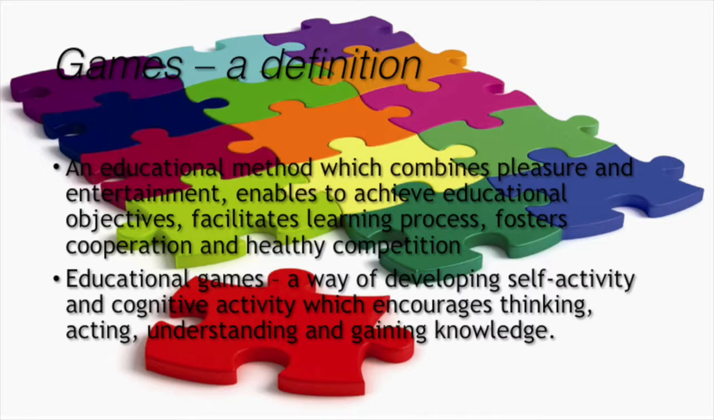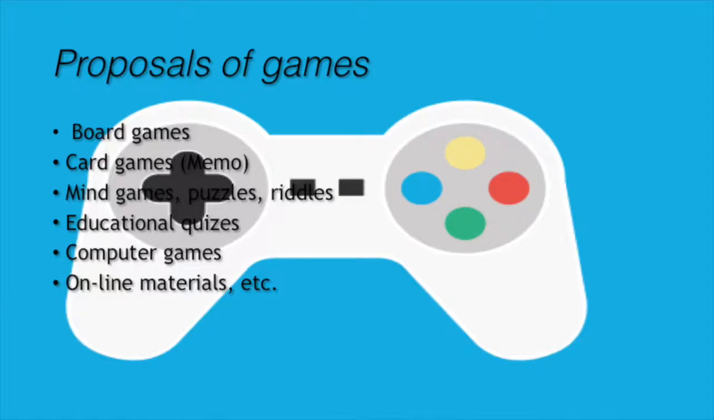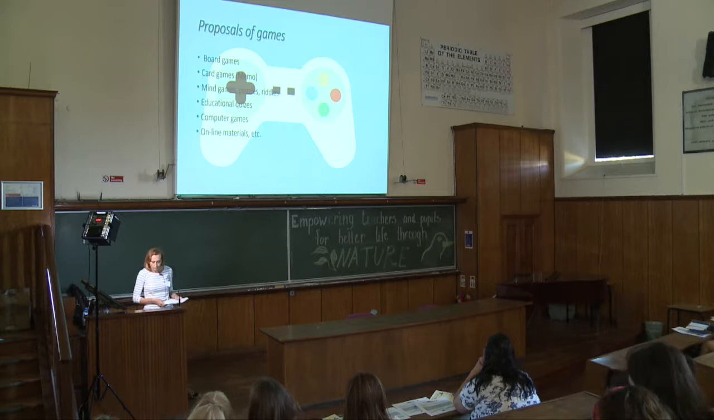And there are many kinds of games: board games, card games, mind games, puzzles, riddles, educational quizzes, computer games, and a lot of online materials, etc. But what is the most important? A good game should be interesting for a child. For example, graphics, idea, task. A good game helps us to foster motivation and prevent boredom.